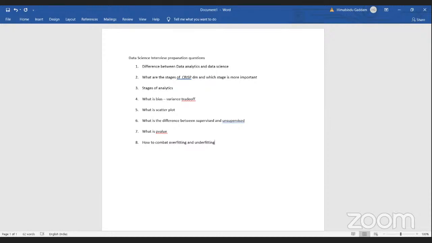To combat overfitting and underfitting, you can resample the data to establish the model accuracy, and by having a validation data set to evaluate the model.